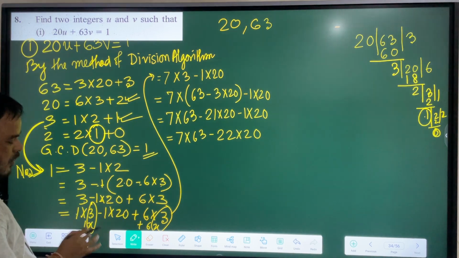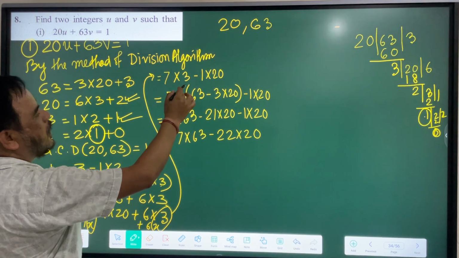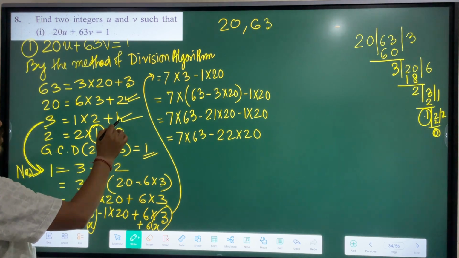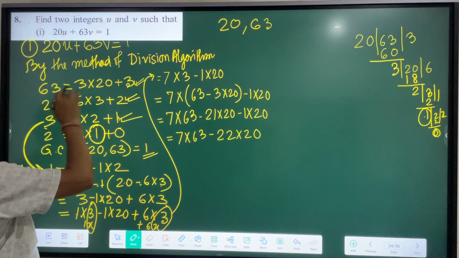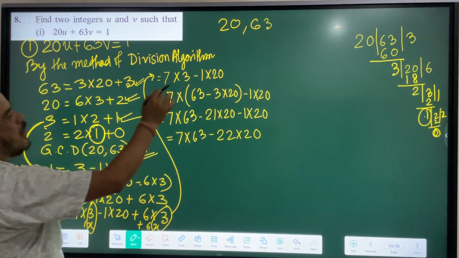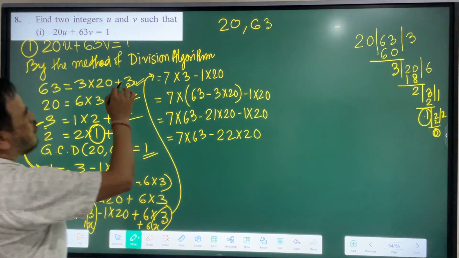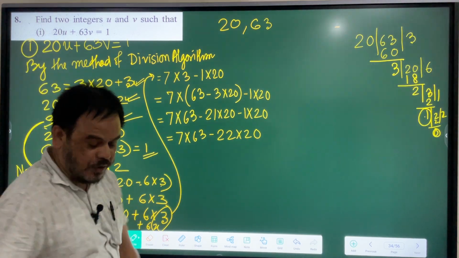I hope this I already explained several times, so I hope you understand. Now 7 into 3 minus 1 into 20. So 1 is used, 2 is used, now 3. We have got 3 here. So 3 means 63 minus 3 into 20. In place of 3, 63 minus 3 into 20 is written. This one came from here. I hope you understand. Minus 1 into 20 is kept as it is.